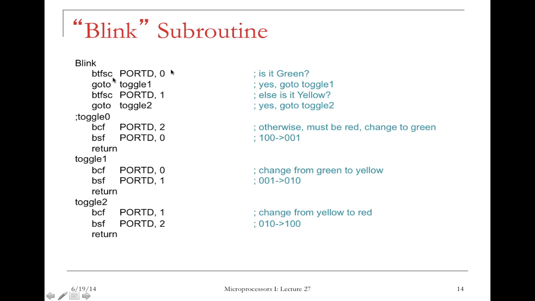In other words, if that bit is not a 0, that means that's a green LED. So currently, we have green LED on. And if that's the case, we will not skip the next instruction. That means we will execute this, go to toggle 1. So what do we do at toggle 1? Toggle 1 is to clear bit 0, set bit 1 of PORTD. Again, these 0 and 1 are the index of the bits in the PORTD register. So in toggle 1, we change the LED from green to yellow by changing the value from 001 to 010. And then we return. So that case is done.